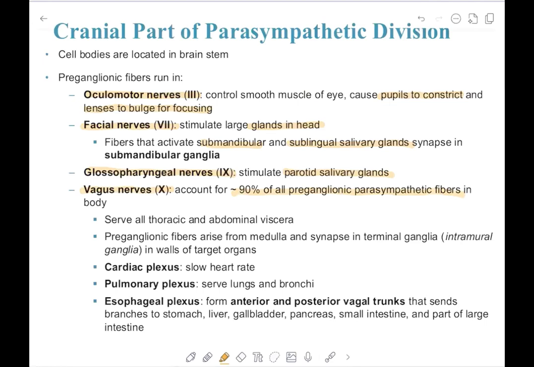So, for example, the heart, the parasympathetic effect is that it slows the heart rate down. You don't need to know cardiac plexus. The pulmonary is going to affect these, and this is going to constrict the bronchioles. So that's the important physiological effect that you should know. For the esophageal plexus, again, the specific name of the plexus is not important, but it controls the stomach, liver, gallbladder, pancreas, small intestine, large intestine. And it stimulates all of those for digestion.